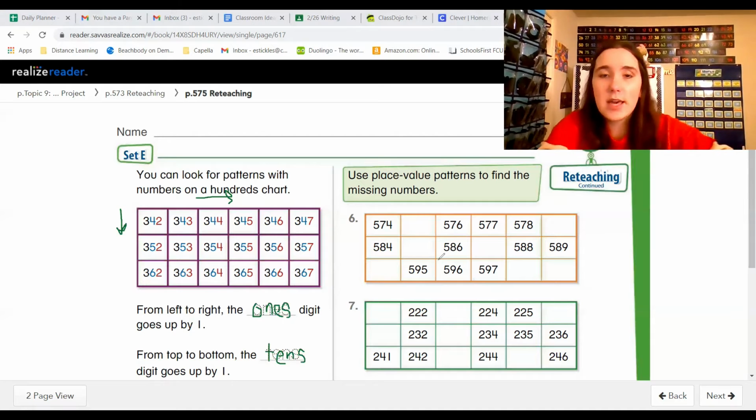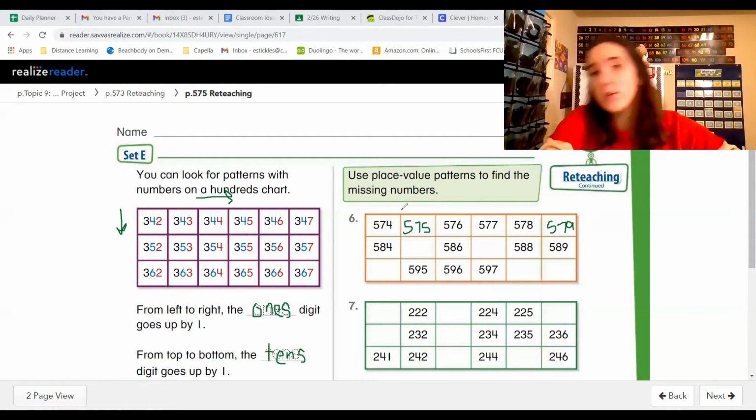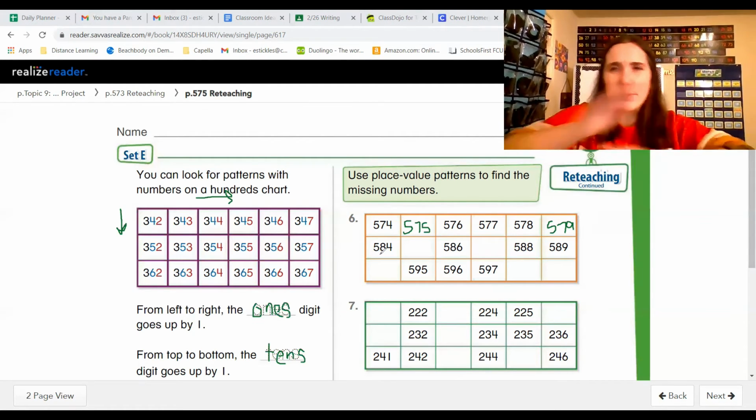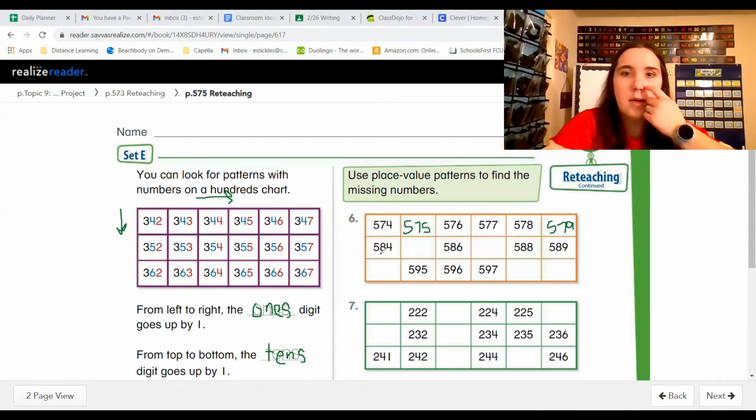Let's look at number 6 together. So we have 574. Well, the next number would be 575. And then 576, 577, 578, 579. Now remember, you guys, you can't wrap around on these problems and go, oh, the next number is 580. Because look, the next number is not 580. They have chopped apart our hundreds chart into little pieces. So you have to be very careful with that, okay?